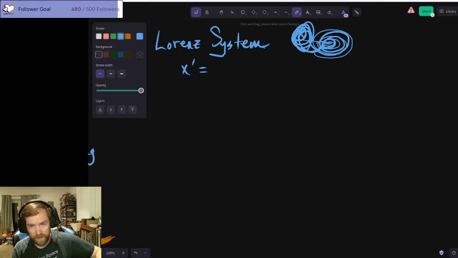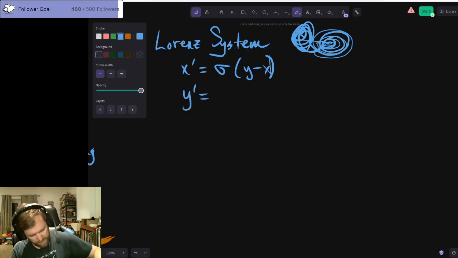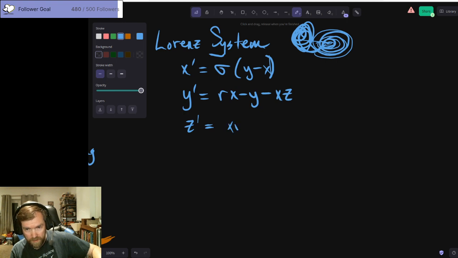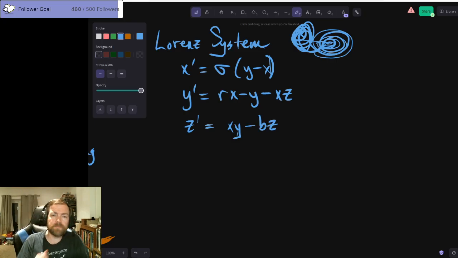So here we have x prime is equal to sigma times (y minus x). Y prime is equal to Rx minus y minus xz. Z prime is equal to xy minus bz.